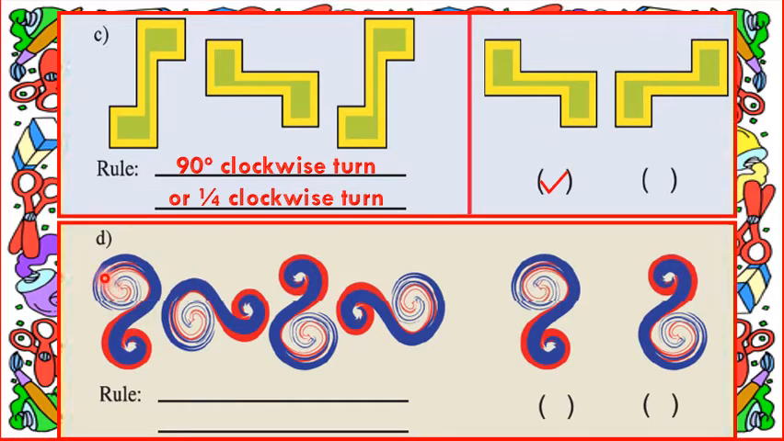Now in this shape, the red portion faces down. In the next block, this red portion faces right side. Then in the next block, this red portion faces up. After that, in this block, the red portion faces left side. So here the rule is 90 degrees anti-clockwise turn. That is 1/4 anti-clockwise turn. So out of this two, the next block will be this one. So tick mark here.